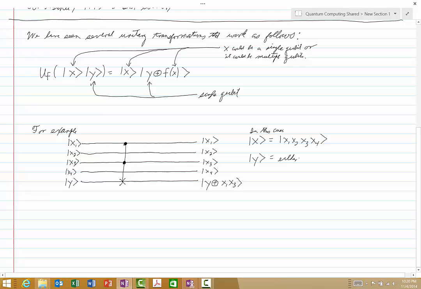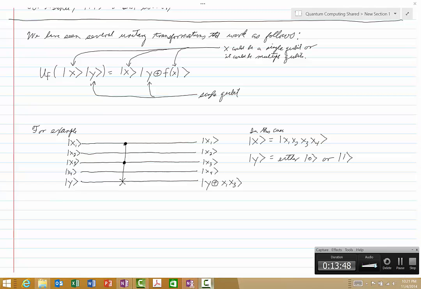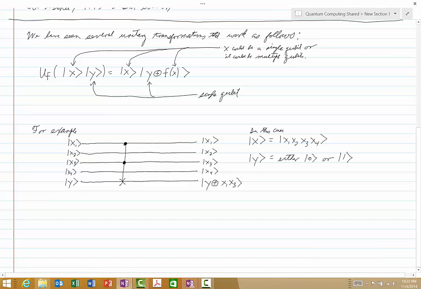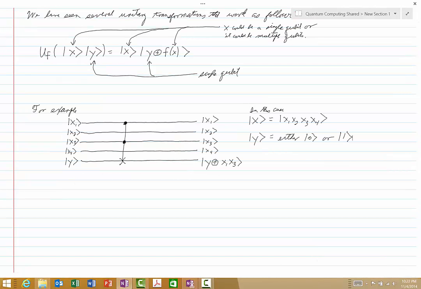Either 0 or 1. So again, X could be a single qubit. We've seen examples like that. Or X could have multiple qubits, but the thought is that Y is a single qubit, and it will be either 0 or 1. And we've seen a number of cases like this. Now, continuing, let's have another observation here.